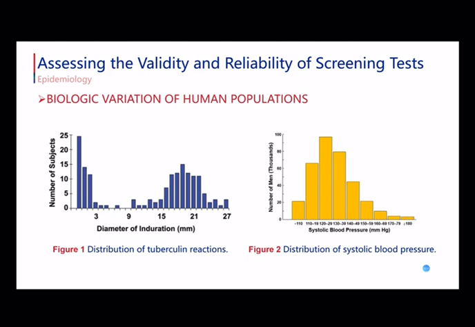Figure 2 shows the distribution of systolic blood pressures in a group of men. In this figure there is no bimodal curve. What we see is a unimodal curve, a single peak. Therefore, if we want to separate those in the group who are hypertensive from those who are not hypertensive, a cutoff level of blood pressure must be set above which people are designated hypertensive and below which they're designated normotensive.